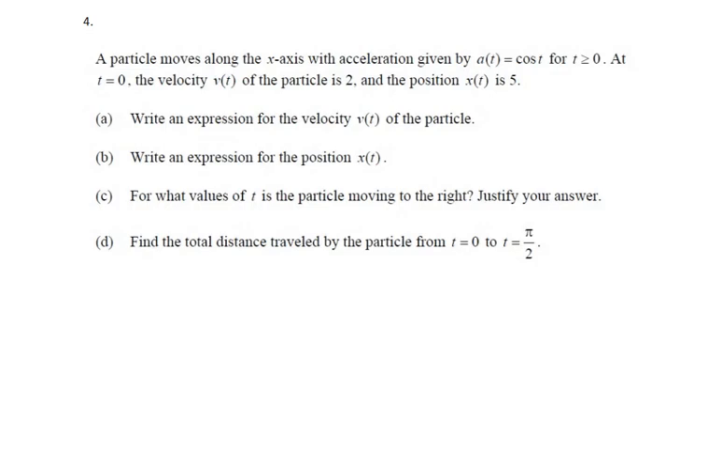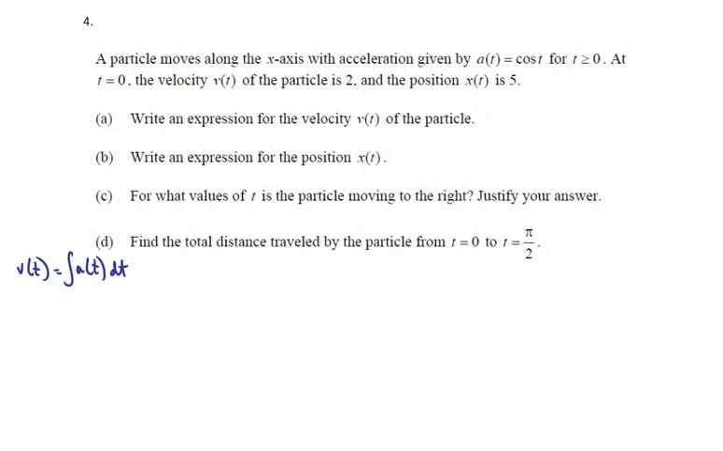Alright, in problem number 4 we have a particle moving along the x-axis with an acceleration given by a of t is equal to cosine of t for t greater than or equal to 0. At t equals 0, velocity is 2 and the position is 5. The first thing we want to do is to write an expression for velocity.